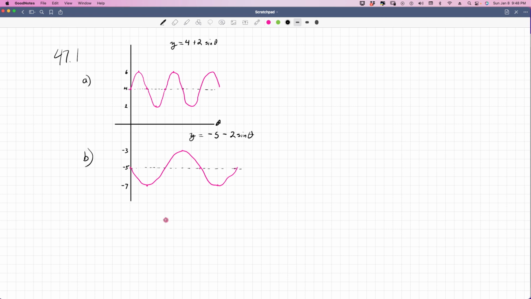Easy peasy. There's just a few things you have to remember, and that is just what these things represent. This is where it crosses the y-axis at the midline. Of course, that's what makes it a sine, because it's crossing at the midline on the y-axis. And then this is the amplitude. And if it goes up first, it's a positive amplitude. If it goes down, it's a negative amplitude.